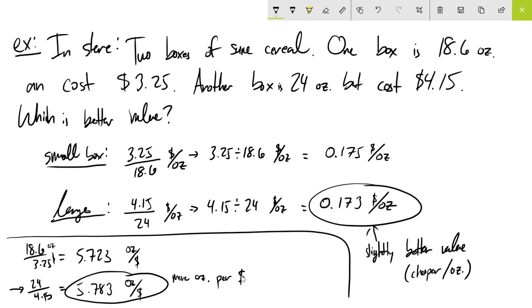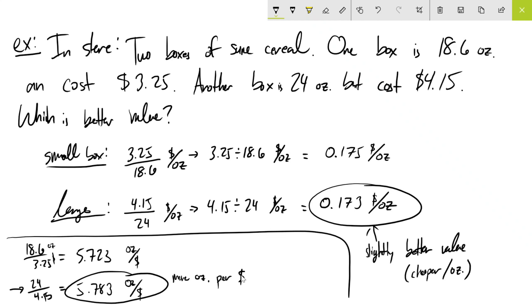So that's why you have to be really careful on problems like this, because if you divide it one way, you'd be looking for a smaller number, like our first example. I want to pay less per ounce. But if you divide it the other way, you'd actually be looking for a bigger number. I want more ounces per dollar. So the units really matter a lot. So you got to be really careful to divide the right way. Yeah? Okay. All right.